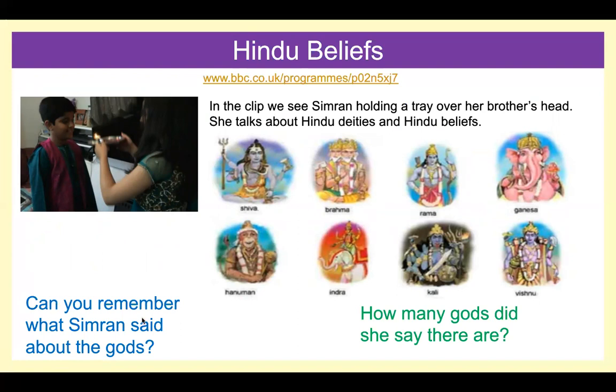We've got some images here of some gods. Can you remember what Simran says about the gods? And can you think about how many gods did she say there are? So we've got some here. This doesn't mean this is the answer. So we're going to watch the video and I'll come back to this at the end. So keep these things in your head. What does Simran say about the gods? And does she say how many gods there are?